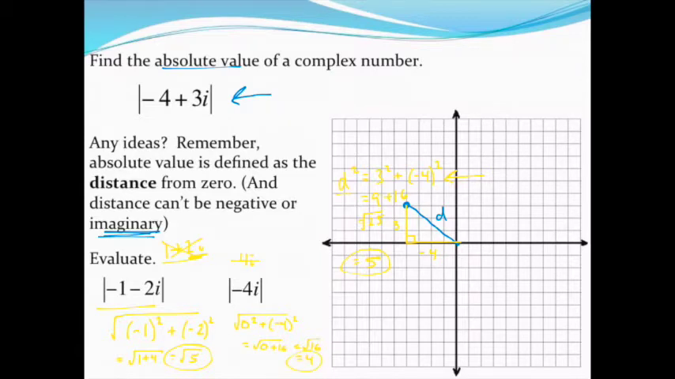If you think about why that worked out the way it did, think about where this point would be if you graphed it. Negative 4i is just 4 spaces down on our imaginary axis, and if I want to connect that point back to 0, it's just a vertical line. I can count that and see it was just 4 spaces.